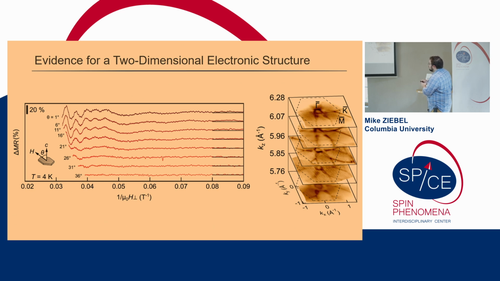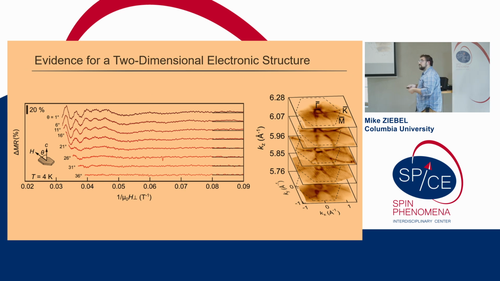We can see that as we start to tilt away, these oscillations remain in phase with each other, which is characteristic of a cylindrical or quasi-2D Fermi surface. And as we tilt too far away, these oscillations are fully suppressed. Similarly, we can directly visualize this cylindrical Fermi surface in ARPES, where we see that the Fermi surface is basically independent of the kz value.